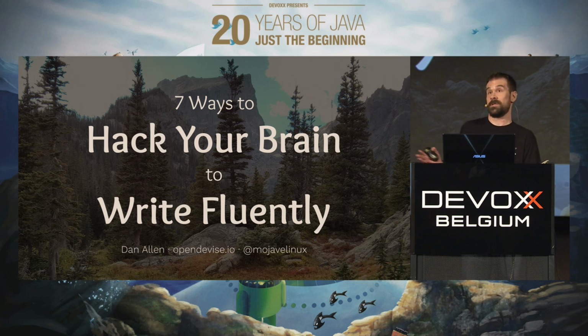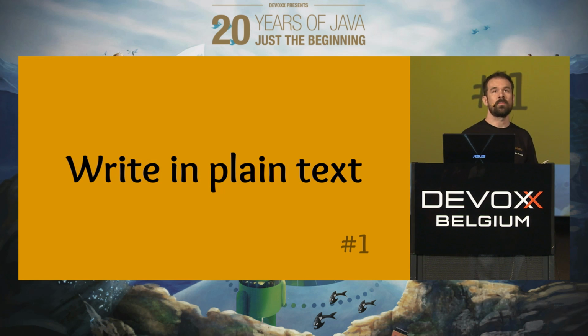So like programmers, right? We're programmers. Let's hack our way out of this mess with a few tricks that get our fingers and our brains working together, so that we can write more fluently. So the first, rule number 1, is to write in plain text.